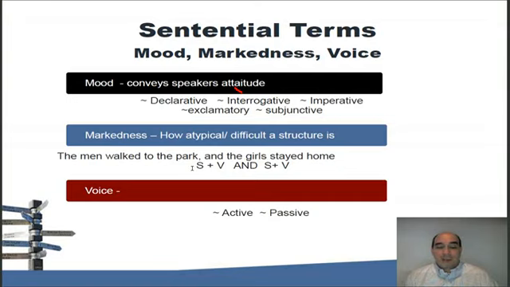And then lastly, we have voice, and voice is going to be active or passive. An active voice is when the subject is doing something. Passive voice is when the subject is not doing something. The subject is probably the recipient of the doing, right? An active sentence would be, "I threw the ball." A passive sentence is, "The ball was thrown." The object now becomes the subject. The ball was thrown. That's passive. And so we've got mood, markedness, and voice.